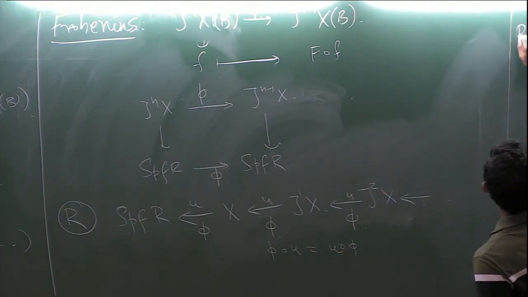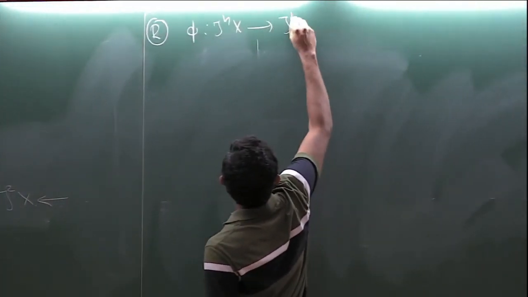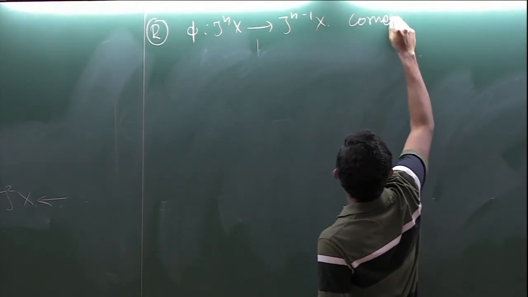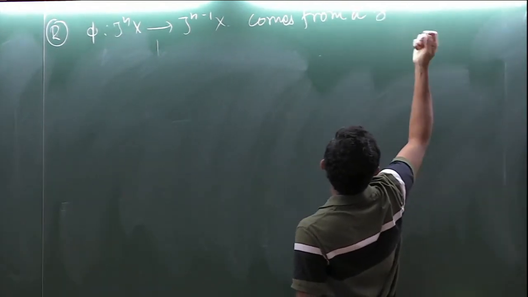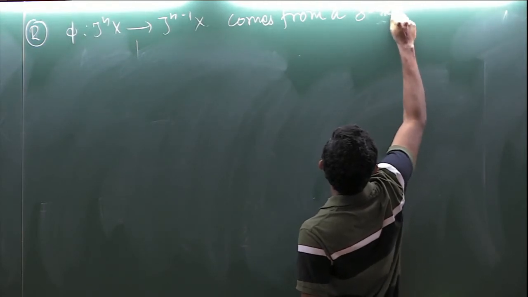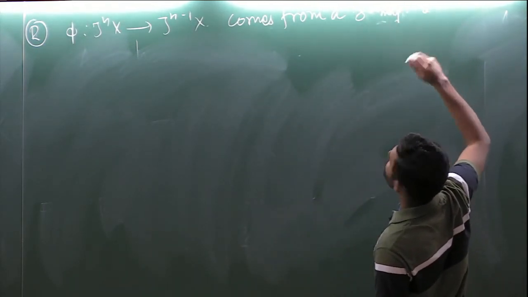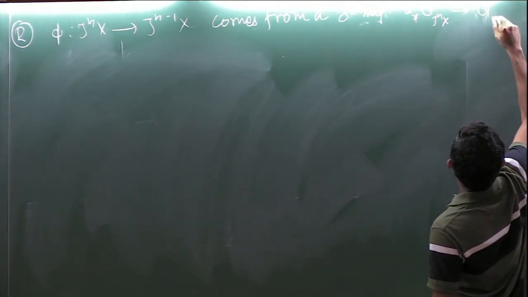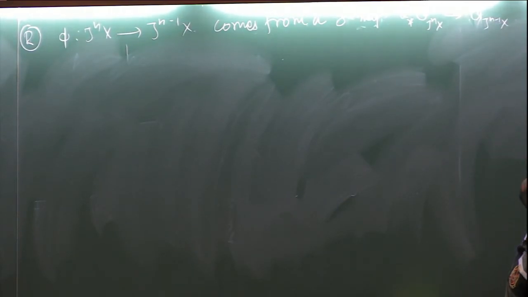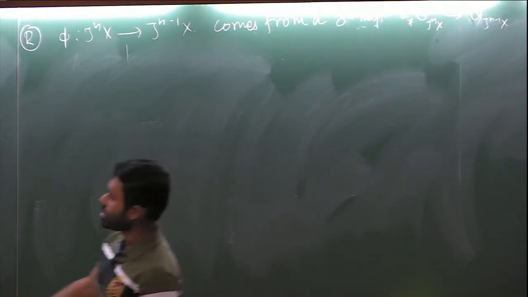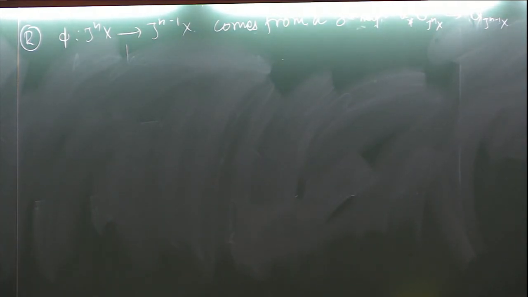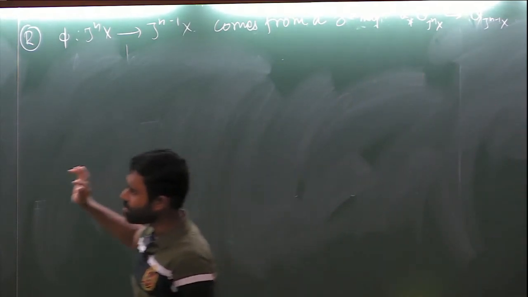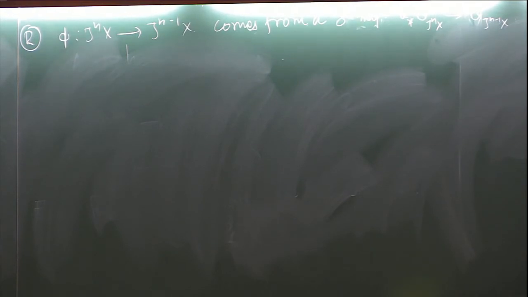But maybe I should just say that the phi from Jn of X to Jn minus 1 of X actually comes from a delta structure, from a delta map on the structure sheaf. So you have the structure sheaf of Jn of X. You take the push forward, the lower star of the structure sheaf, and then you have a delta structure on these sheaves on Jn minus 1 of X.